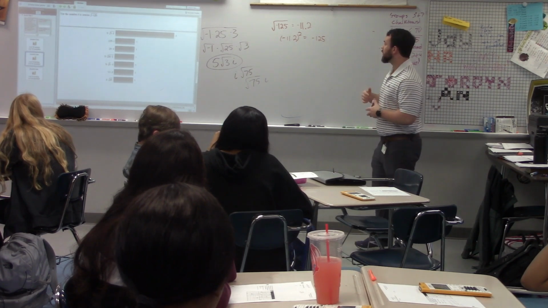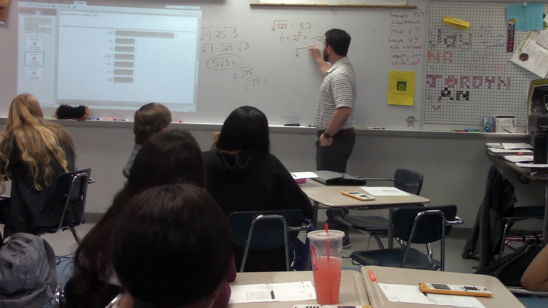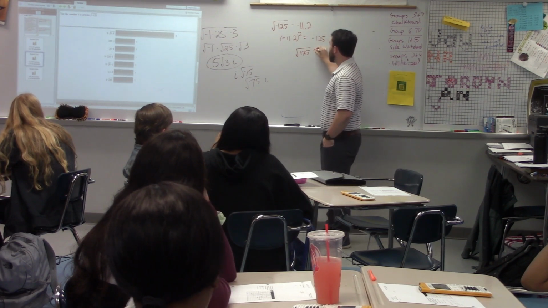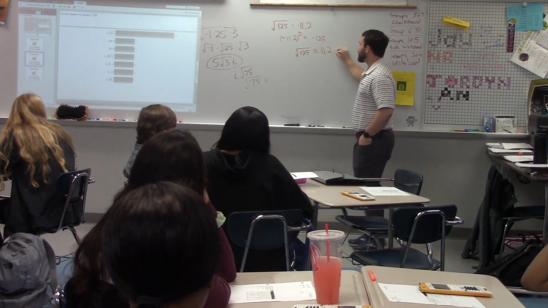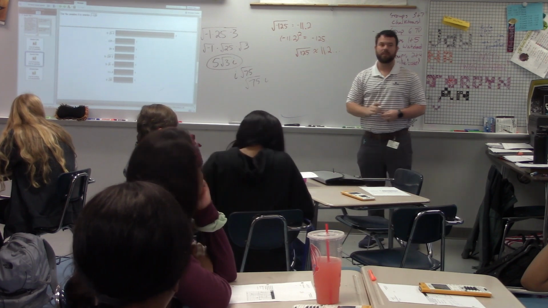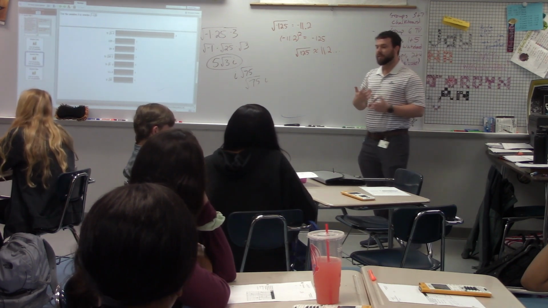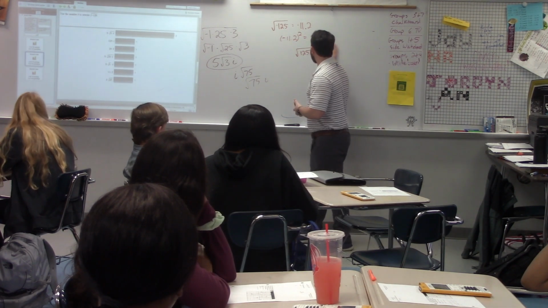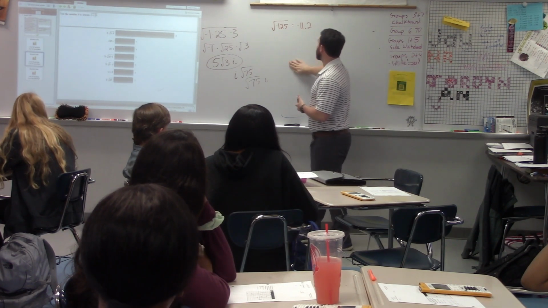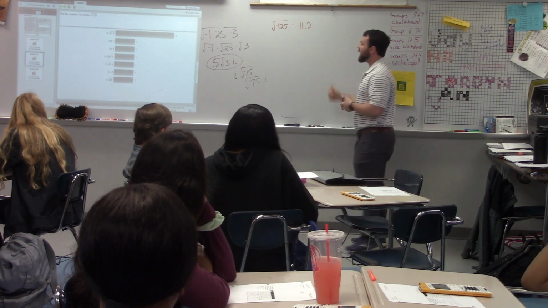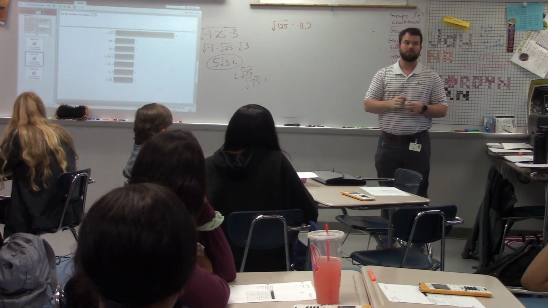Now, I will say this. If you take the square root of 125 in your calculator, it will be about 11.2, but it's an irrational number. It doesn't stop there. Remember, we talked about simplifying this, and I saw a lot of us getting to work there and starting on this. When I want to simplify a square root, what kind of factors do I need underneath that square root?